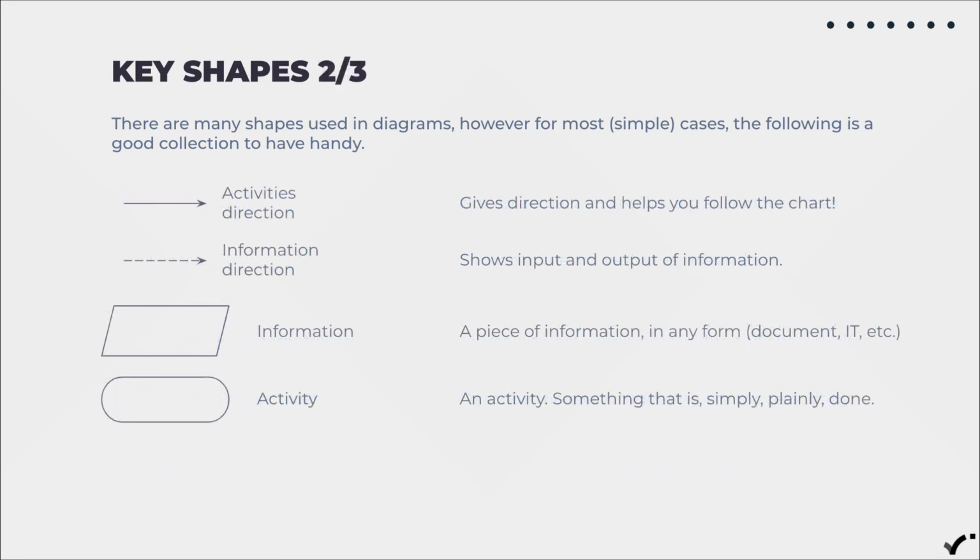Going forward to the second set of key shapes, the flow of your process, or the activities' direction, as you want to call it, is shown by simple filled-in arrows. But the flow of information, which can come in or go out of the process, is shown by dotted line arrows. Information is shown by these trapezoid kind of documents. They're not very fancy, but it's for simplicity of reading. And then you will have the actual activities, the tasks that you have performed, which are just this rounded shape.